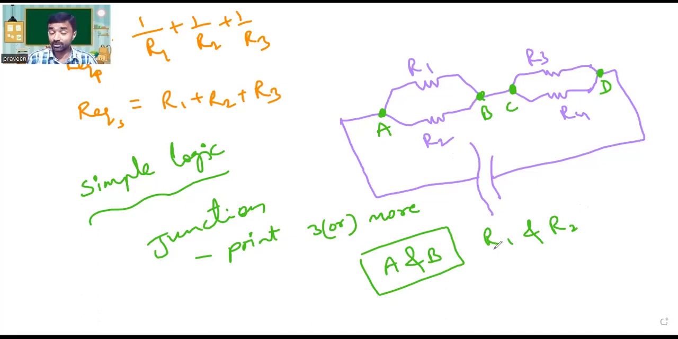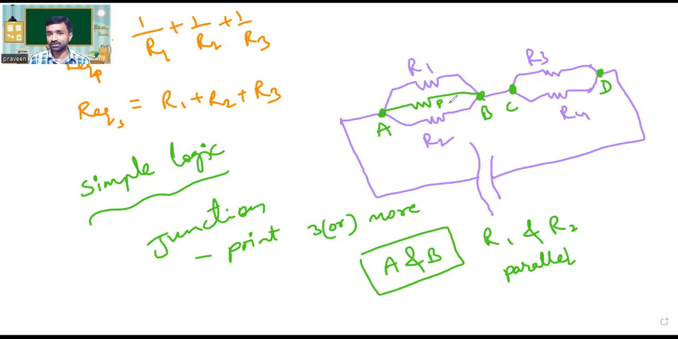So whatever the number of resistors connected between 2 junctions, they are said to be in a parallel combination. They are called branches here. So R1 is in a different branch, R2 is in a different branch, right? Here they are in different branches. So how many connections are there between the junctions, those are said to be in a parallel combination. So 2 branches are there, and those 2 branches are in parallel combination. If you assume one more branch here, that is also in parallel combination.